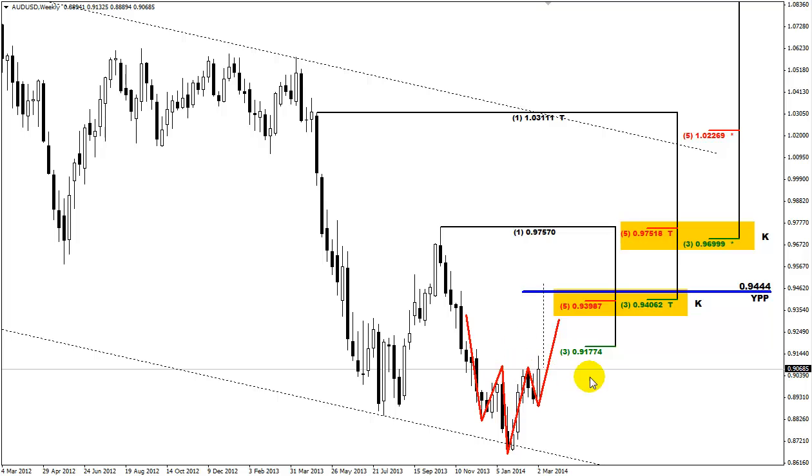So if the breakout occurs, this will be the first destination target, and if the market reaches this target, there should be some bounce here because this is really strong resistance for the market. This is the first possibility.